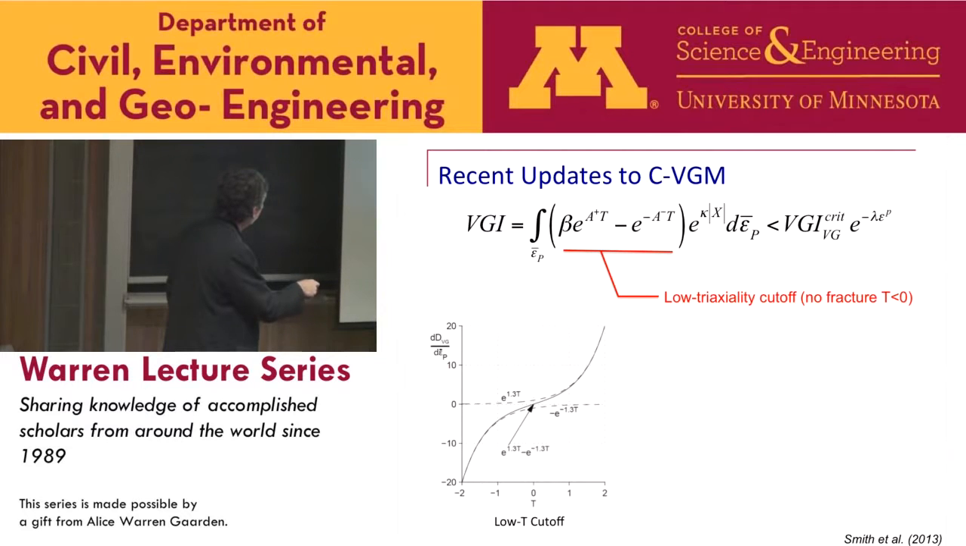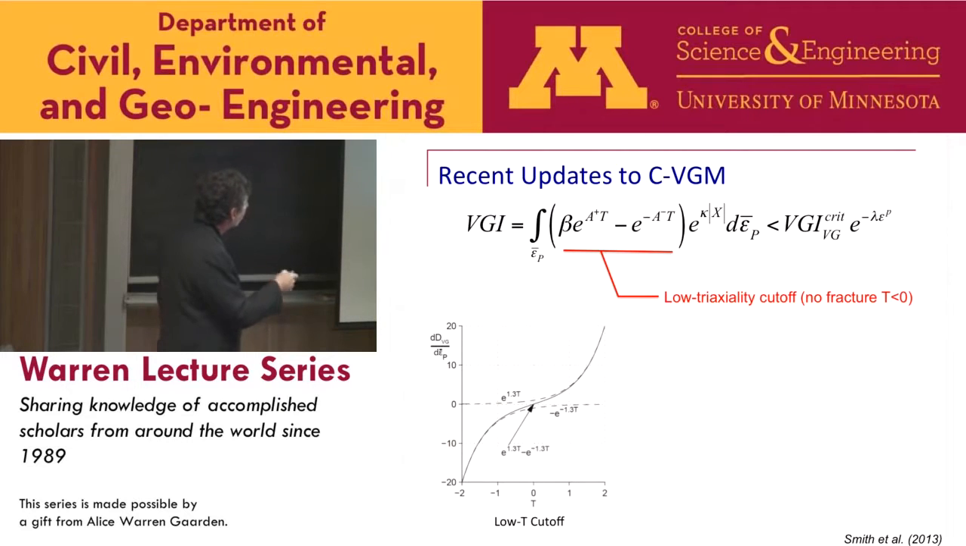Looking back to the original paper, we found that from the hyperbolic sine, if we brought back all the terms, it actually came back to 0 here, so it was a low triaxiality cutoff, saying you couldn't get fracture if your triaxiality was above a value of 0. That is, your triaxiality had to be positive. So that was one recent improvement to this model.